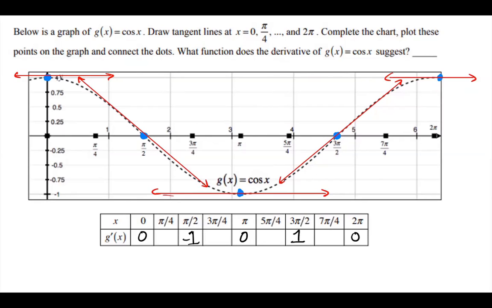So again, I didn't fill out everything in the table, but I have enough to give me a picture of what it's going to look like. Okay, so let's graph those points and see what the picture looks like. We think it might be sine. Only one way to find out. So 0, 0. Pi over 2, -1. Pi, 0. 3 pi over 2, 1. And then 2 pi, 0.